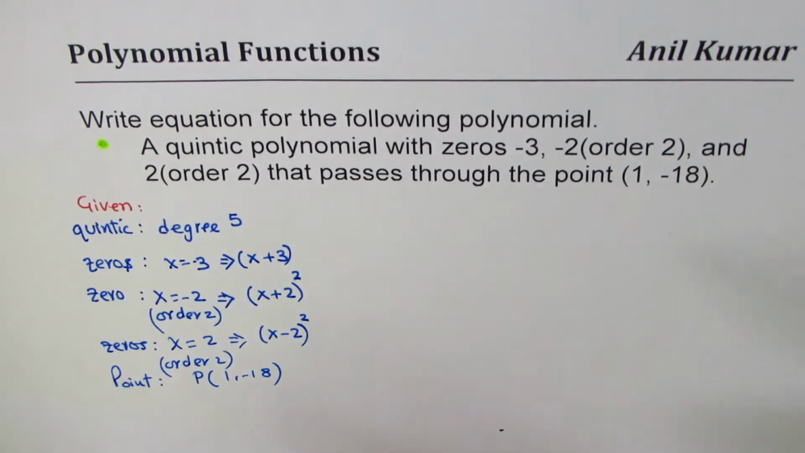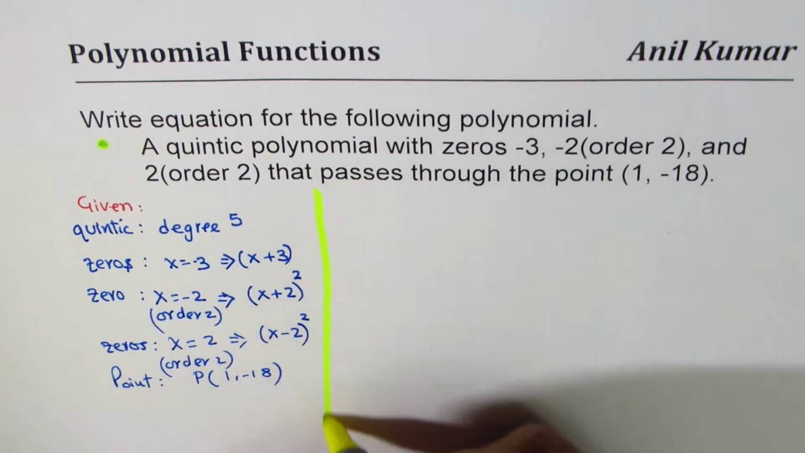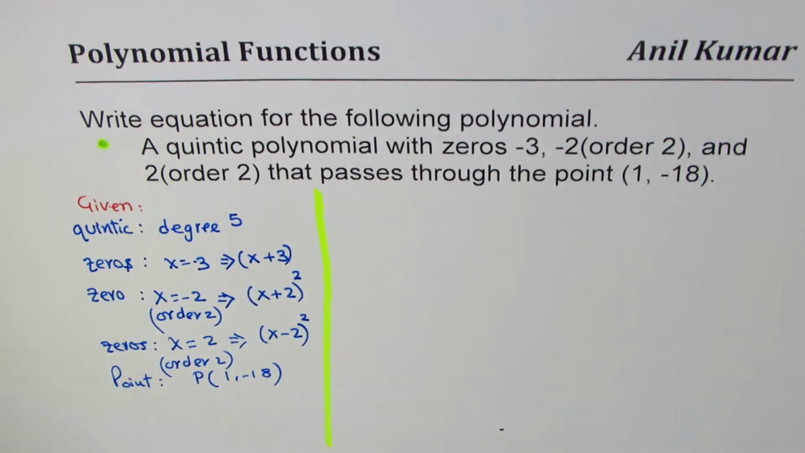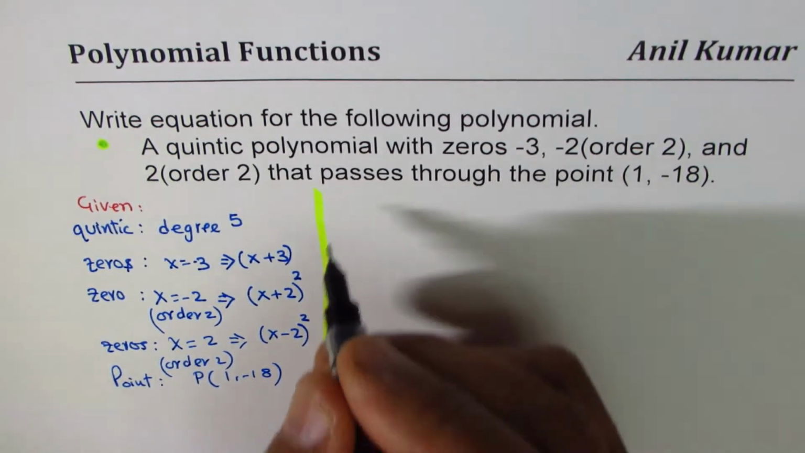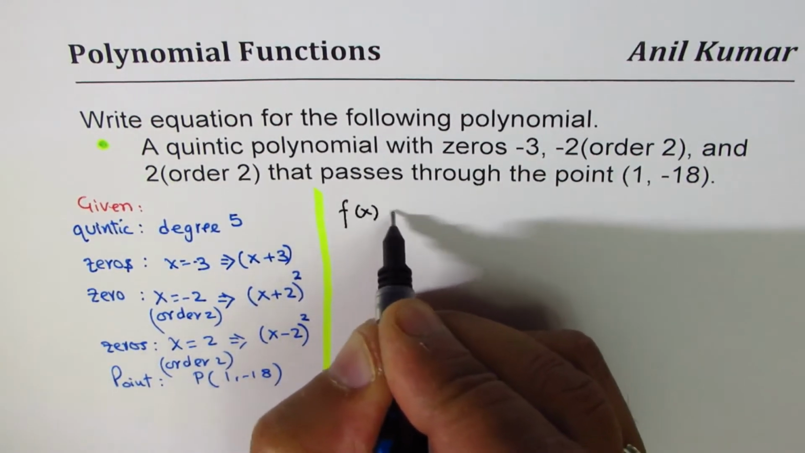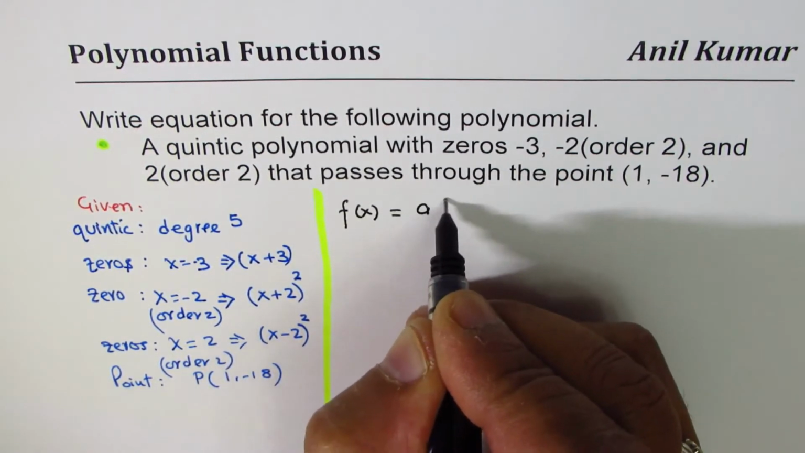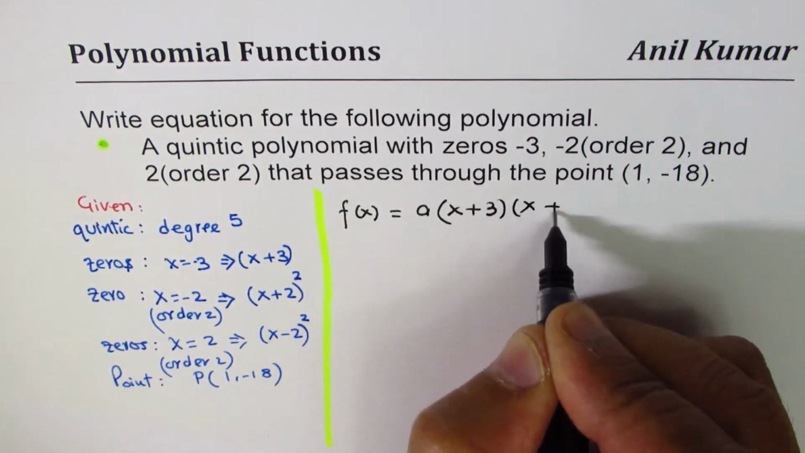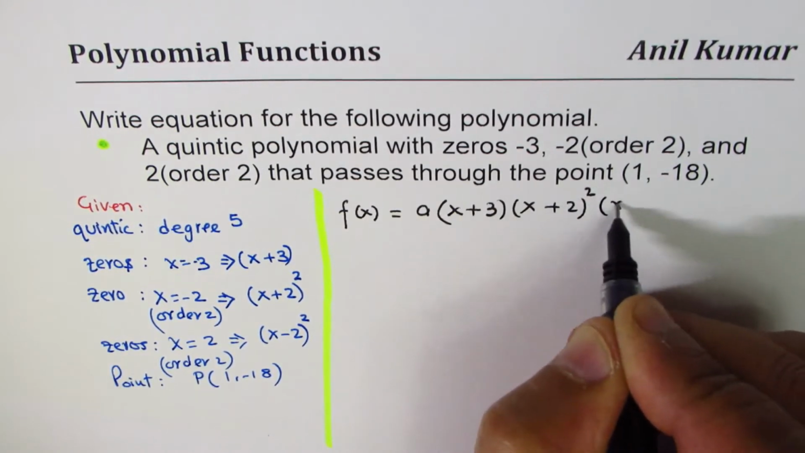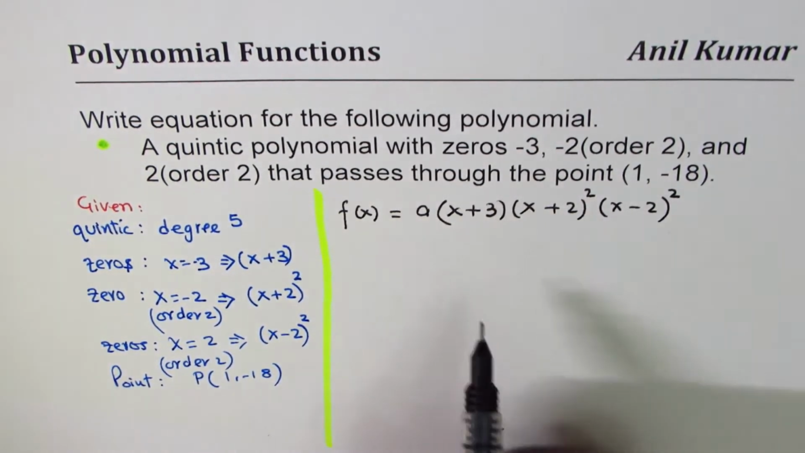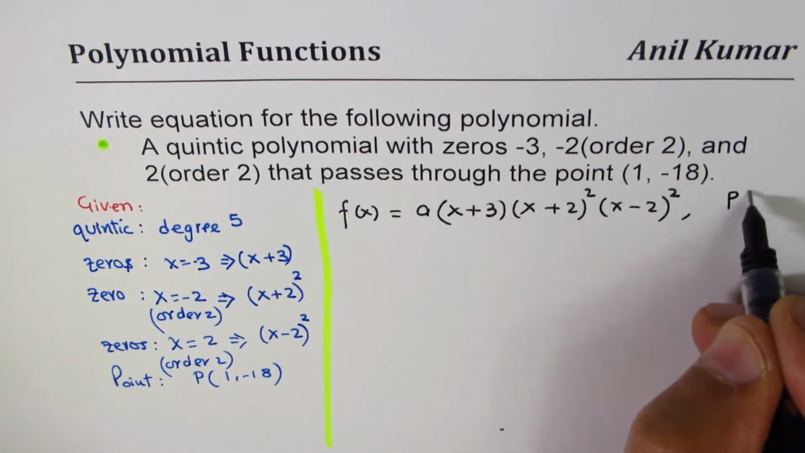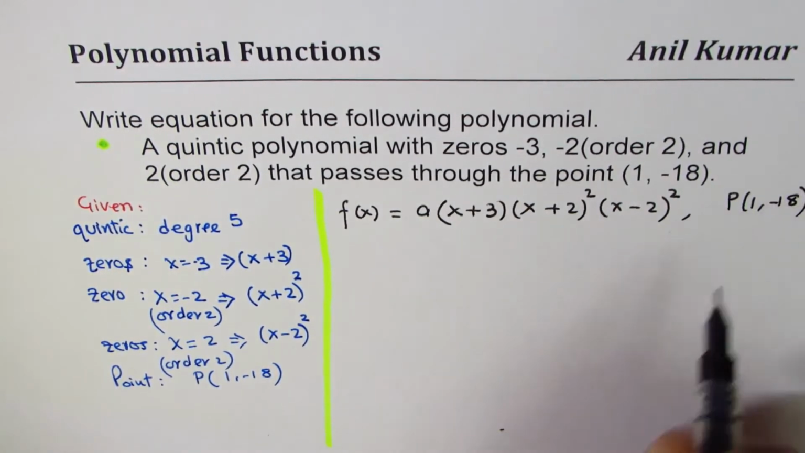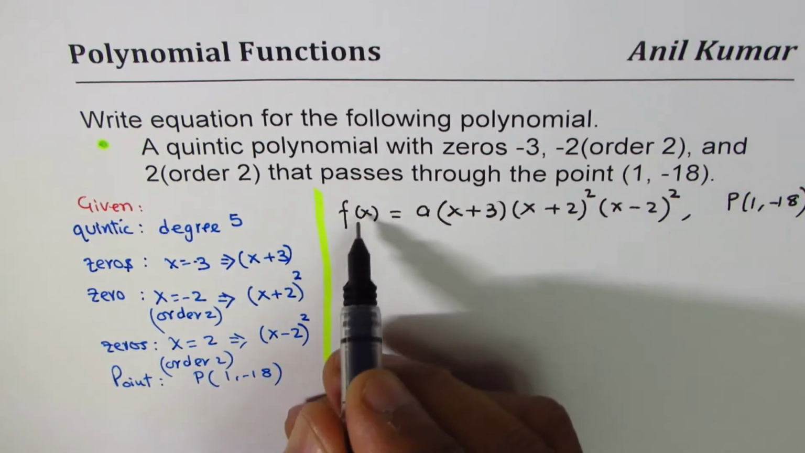Now since the point is given to us, we'll be writing the equation of a very specific polynomial, and also sketching it. So this specific polynomial could be represented as a function f of x equals a times these factors: (x plus 3) times (x plus 2) whole square times (x minus 2) whole square. Perfect. To find a, we'll use the point (1, -18). 1 is the x value, -18 is f of x.